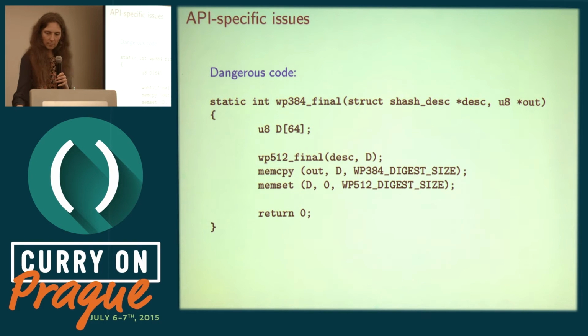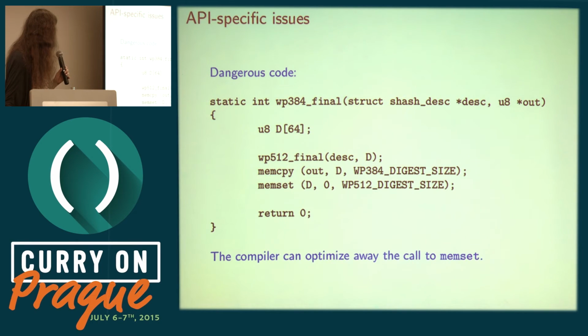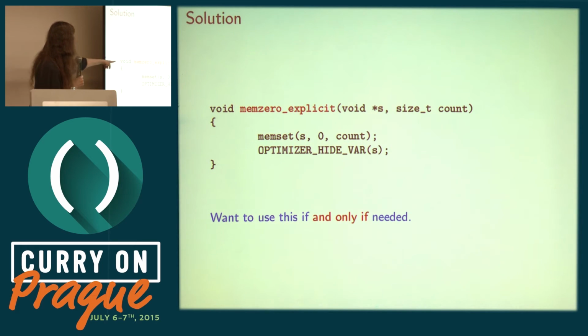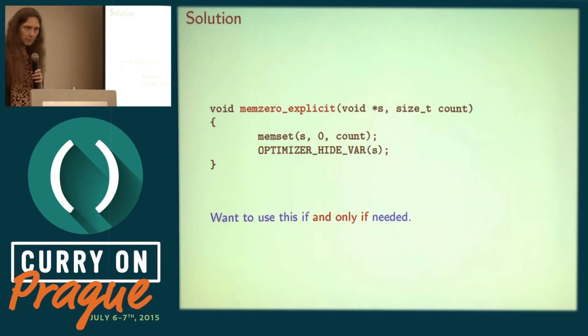So we have an easy solution for this, because yes, the compiler can optimize this away. There's an easy solution that is taken in the Linux kernel, which is to define a new function called mem0explicit. Here we do our memset, and here we do something. And the something probably depends on what architecture you're compiling this for, or what compiler you're using, or something like that. But it doesn't matter what it is.